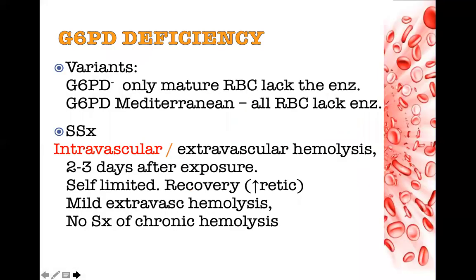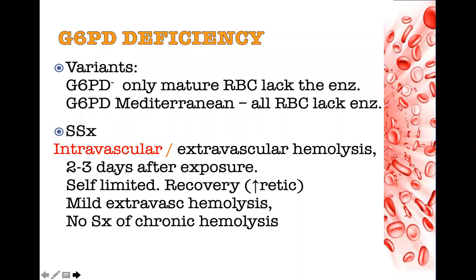You have two variants of G6PD. The Mediterranean type, where all red cells would lack the G6PD enzyme, whereas for the other variant, the non-Mediterranean variant, only the mature red cells would lack the enzyme.